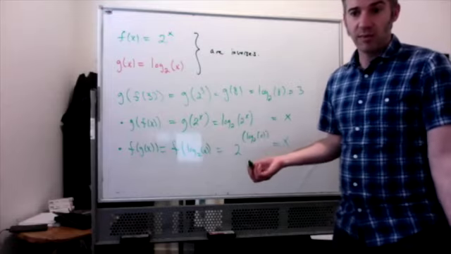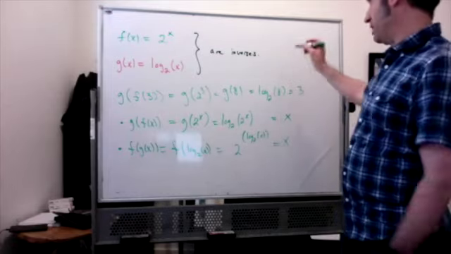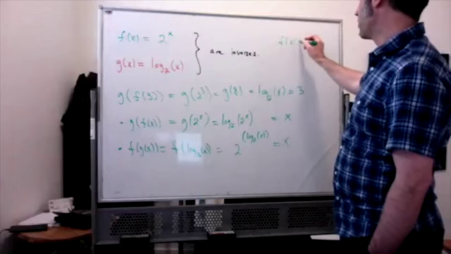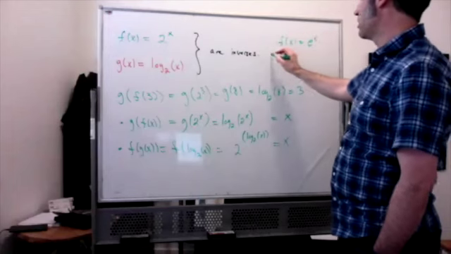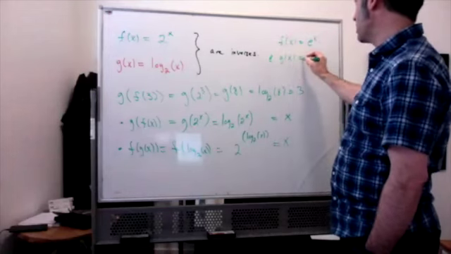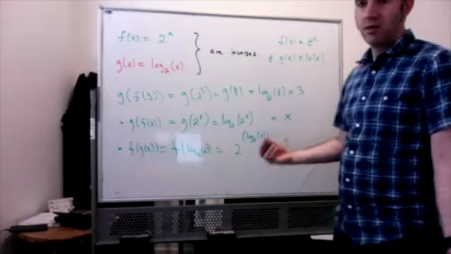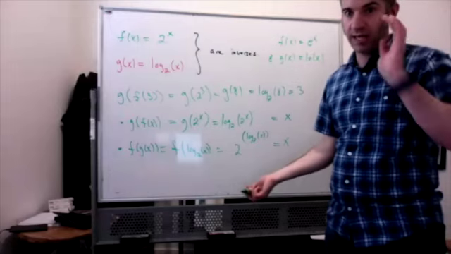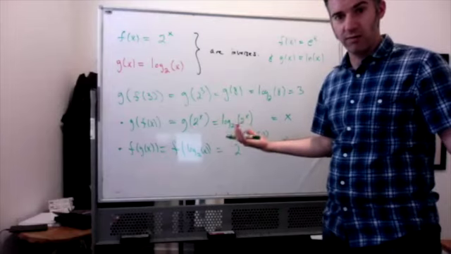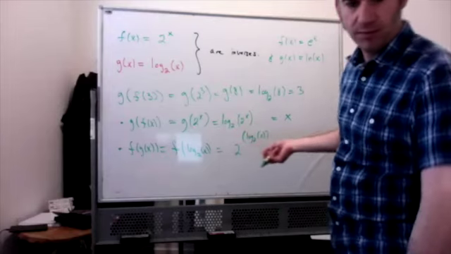And then another example that's very typical, and slightly different, is f of x equal to e to the x, and g of x equal to the natural log of x. Those are also inverse functions. They're some of our most famous inverse function pairs.